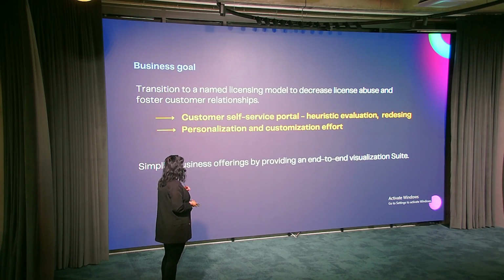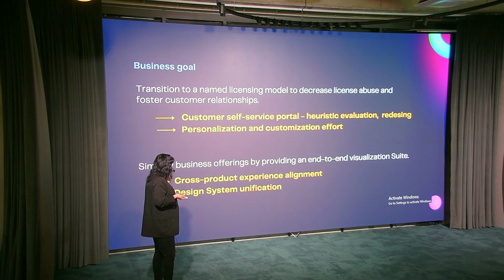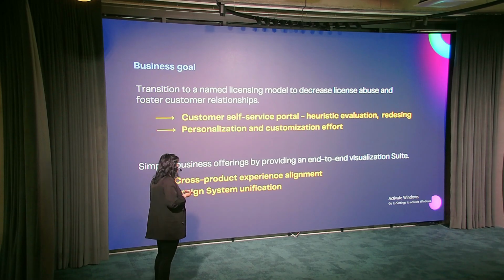The other thing that was defined as the big business goal for the fiscal year was to simplify our business offering by providing an end-to-end visualization suite. So a group of products, pretty much what Adobe Creative Cloud is doing, right? And what that meant for us is we can actually use this opportunity to improve our cross-product experience. We can push forward some alignment efforts, et cetera, et cetera. And of course, this means that as 4 different UX teams having several different design systems and UI libraries, we can actually get to some kind of design system unification.